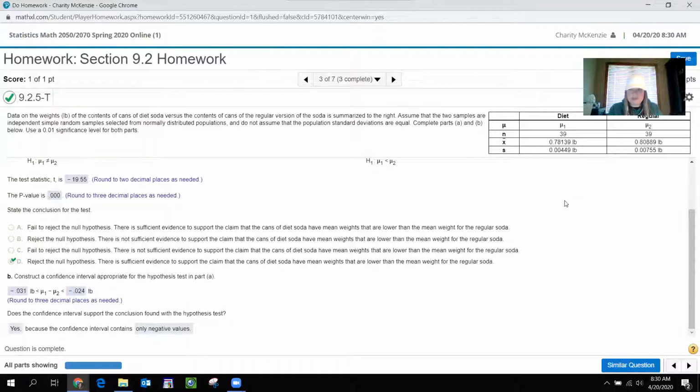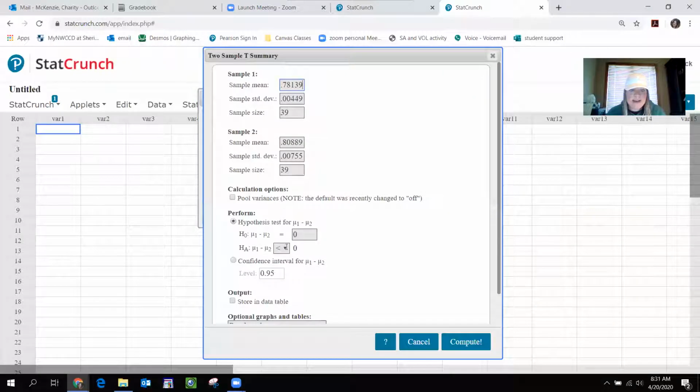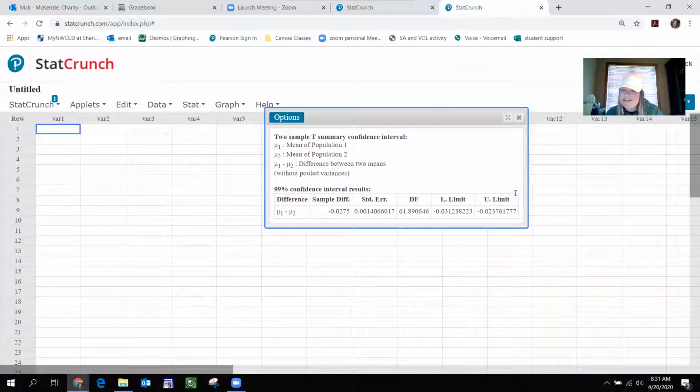If we would have failed to reject the null, then we don't have enough evidence for the claim, and the person is going to be set free, or we wouldn't have had evidence that the diet is less than. Okay, and then the next part talks about our confidence interval. So let me minimize that real quick. We can go back to Edit, it's quicker, and then click Confidence Interval. Now this is set at the level of 0.01, which is 99% confidence, and then compute, and we can get the confidence interval's lower and upper limit.